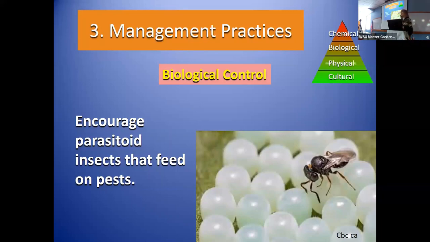But like every superhero, there's some kryptonite involved. And for the little samurai wasp, it's insecticides. They are very, very sensitive to insecticides.